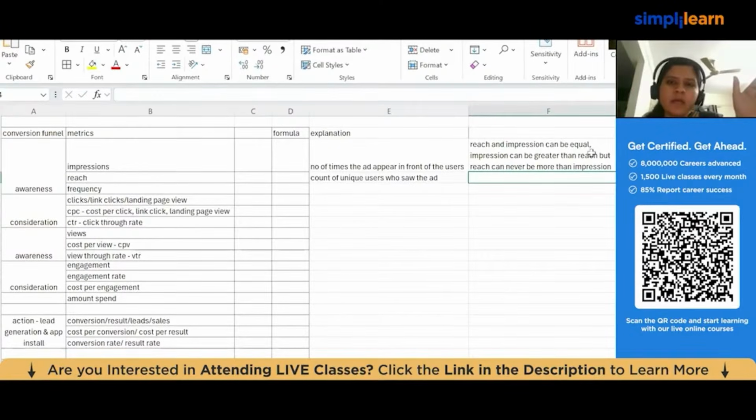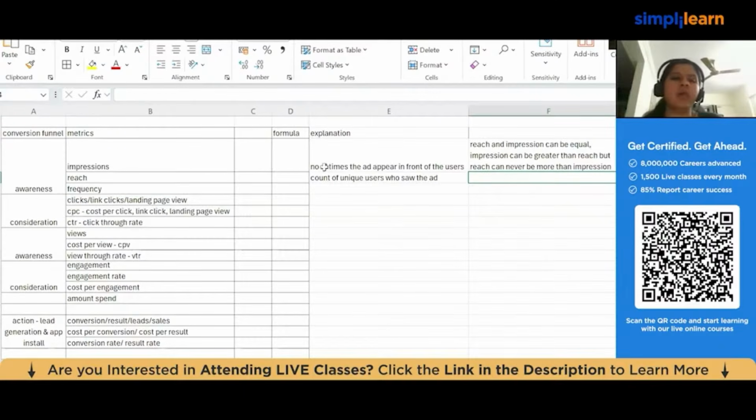So you would never see reach 10 and impression 1. That's not possible. When you say reach 10, that means at least impression should also be 10. So anytime when you're running ads and you see such kind of data, that means there's some wrong tracking happening on your website. Usually we see such misalignment when there's some problem with the tracking. But as I said, your reach and impression number can be equal. Your impression can be greater than reach because one user can see the ad multiple times, but it can't be vice versa, that your reach is higher than impression.